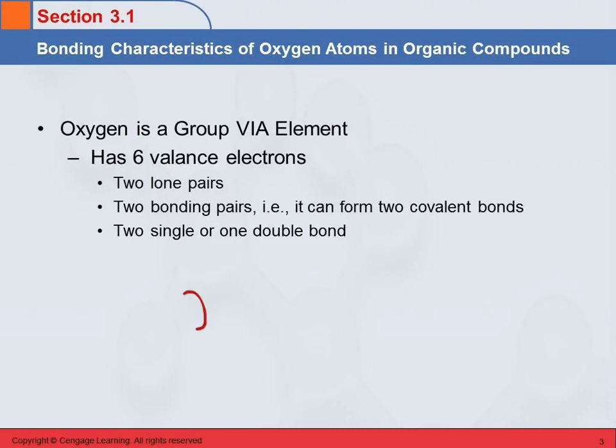So the Lewis structure for oxygen is going to be something like this. 6 electrons. So this lone electron is going to form a bond, and this one's going to form a bond, and then we're going to end up with these 2 lone pairs. It can form 2 single bonds, or it could form 1 double bond, but the ones we're talking about in this chapter are the 2 single bonds.